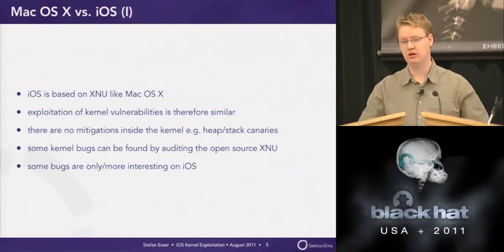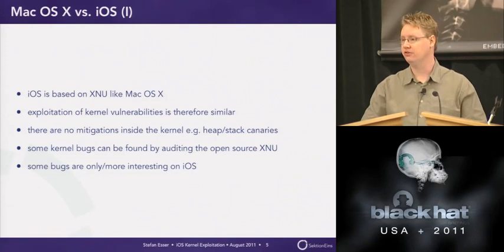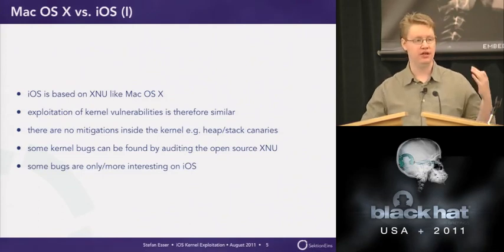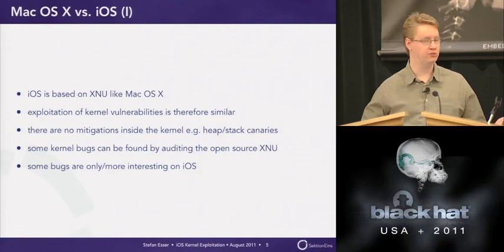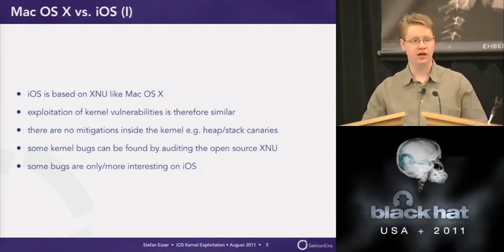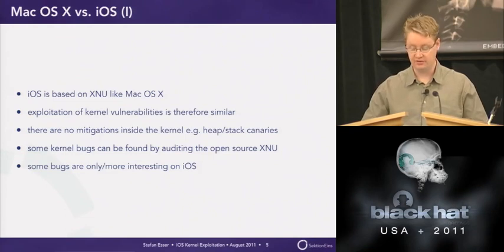This also means that when you're looking for iOS kernel vulnerabilities, you can take the XNU source code from the open source apple.com website and just audit it. And you will find some bugs, some vulnerabilities, or not. But you still can find something in there, and once you found it, you can exploit it.